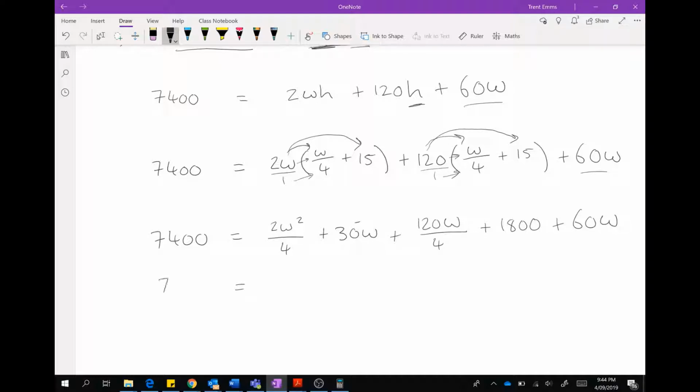Right, simplify down a little bit more. 2 over 4 is a half, so it's W squared over 2. Now we can simplify these together. So I've got 30W plus 60W makes 90W. And 120 over 4 is 30. So this here is the same as just 30W. So I've got 30 plus 30 is 60W plus 60W is 120W in total. So I've accounted for that. We've added those ones together, and we've got our plus 1,800 on the end there.